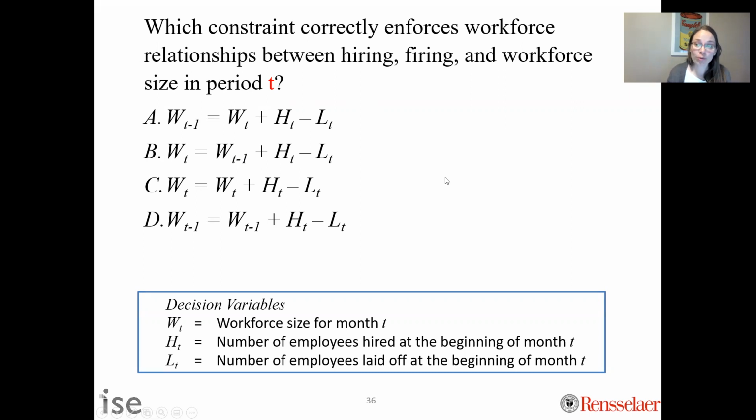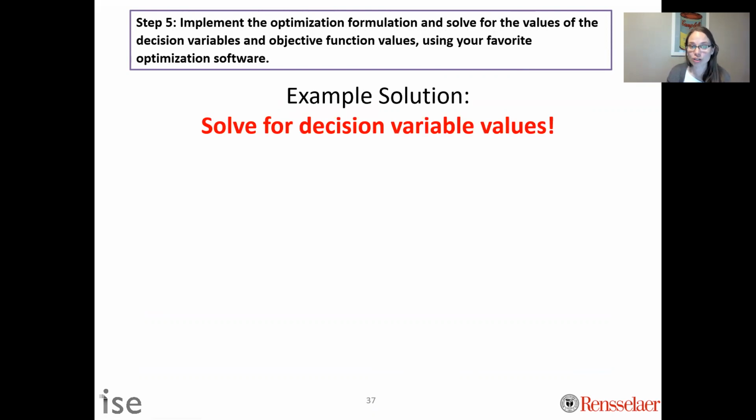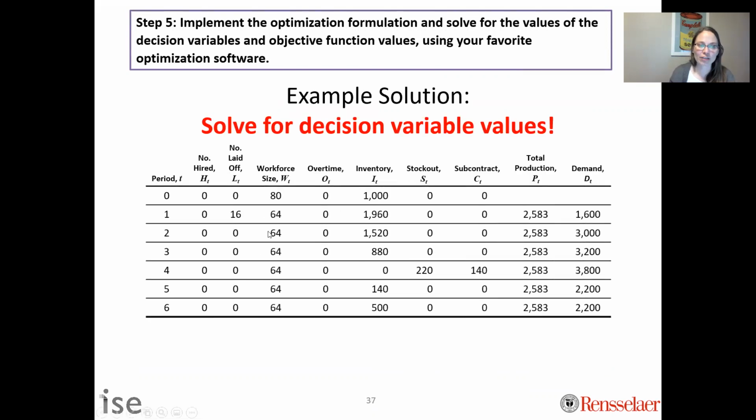So now we have formulated our optimization problem. Now we need to solve it. Okay, so that is to implement our actual formulation and solve for the values of the decision variables and objective functions using your favorite optimization solver. So here's an example solution that I solve for my decision variable value. So now I get an actual value for H of t, L of t, W of t, and so forth. So these are the actual values for decision variables. They're optimal. We use the solver to get them.